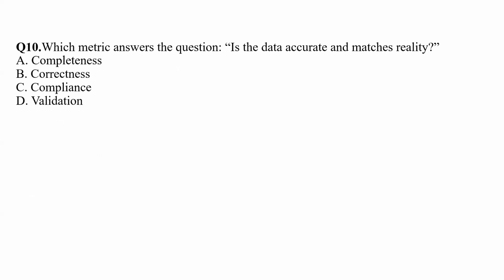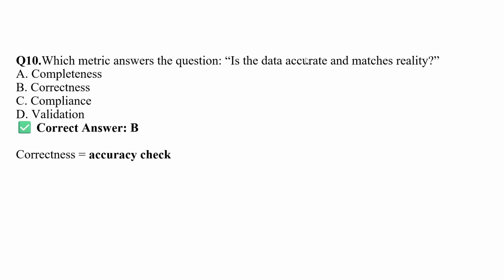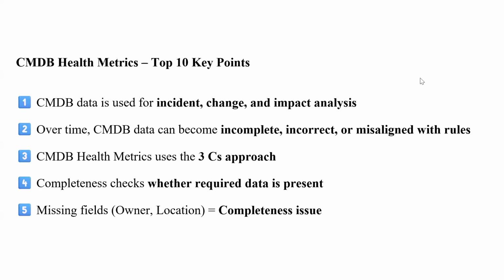Next one. Which metric answers the question? Is the data accurate and matches reality? Data accurate means corrected or not. Option A, completeness. Option B, correctness. Option C, compliance. Option D, validation. So the exact answer is option B, correctness. So already data is there, but the data should match reality or not. That's a correctness issue.